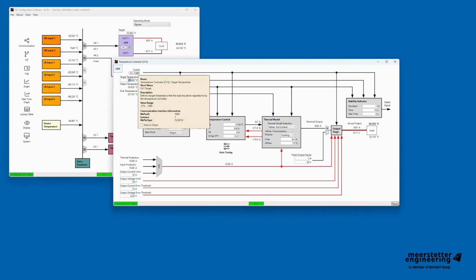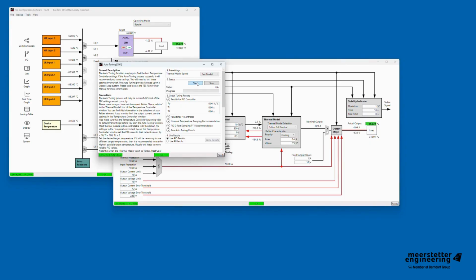To prepare the system, we configure PID control on the TEC. The target temperature is set to 65 degrees Celsius, which lies within the standard operating range. After the temperature has stabilized, auto-tuning is then performed to optimize control parameters. After the auto-tuning has been successfully performed, click on Write Results to confirm the results.